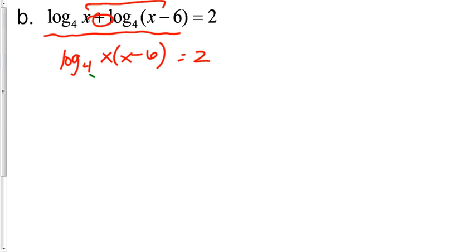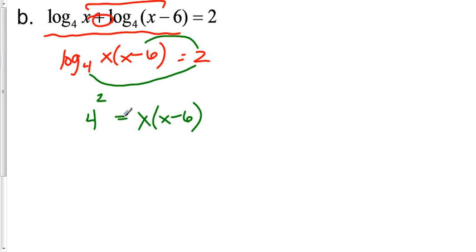4 is your base, 2 is your power, and it should equal this thing right here. So I'm going to take 4 to the power of 2, set it equal to x times x minus 6. Now we got to work on solving this equation. So 4 squared is 16. Let's distribute the x. We get x squared minus 6x.